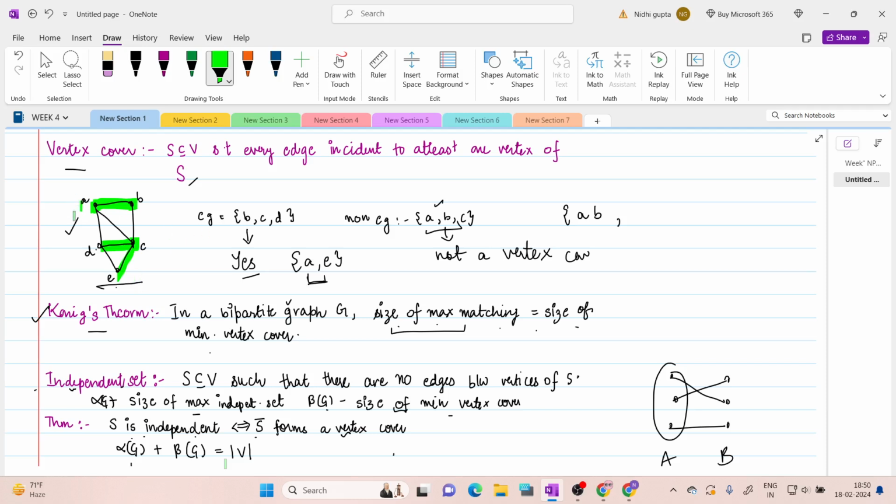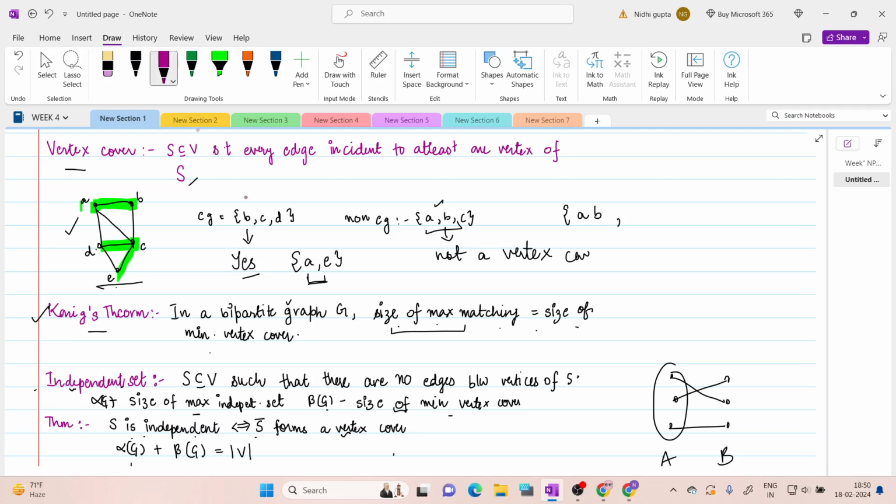So we have to check that every vertex should be adjacent to at least one edge. A is present in this edge, B is also present, C is also present, D is also present, E is also present. Therefore, it is an edge cover.